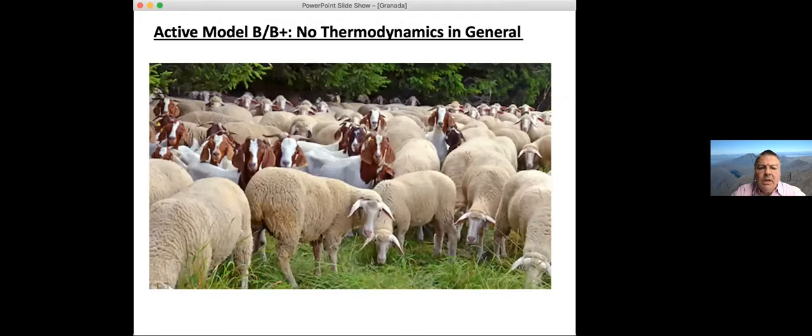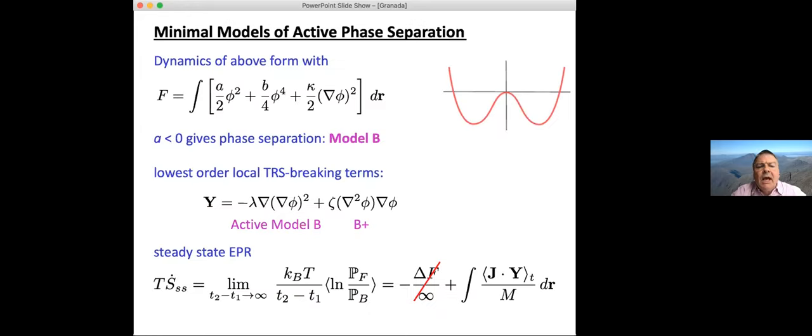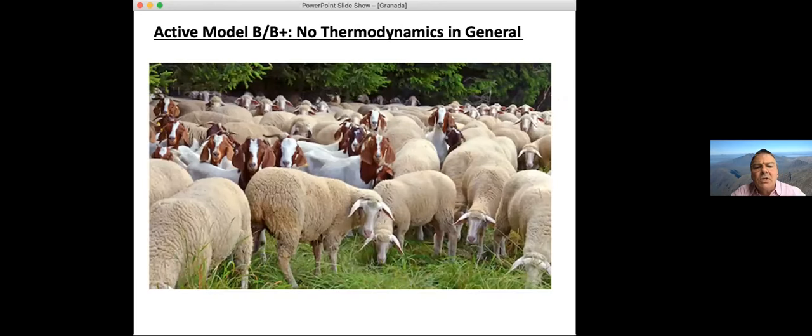So there's a problem with this, and that is that this model for active phase separation could describe molecules with some microscopic drive that I can think of as being very close to equilibrium, in which case to think of y as a force of some kind on the particles makes perfect sense on the A and B molecules. But the model, active model B plus, was actually derived on completely general grounds and could equally well describe a situation like this.